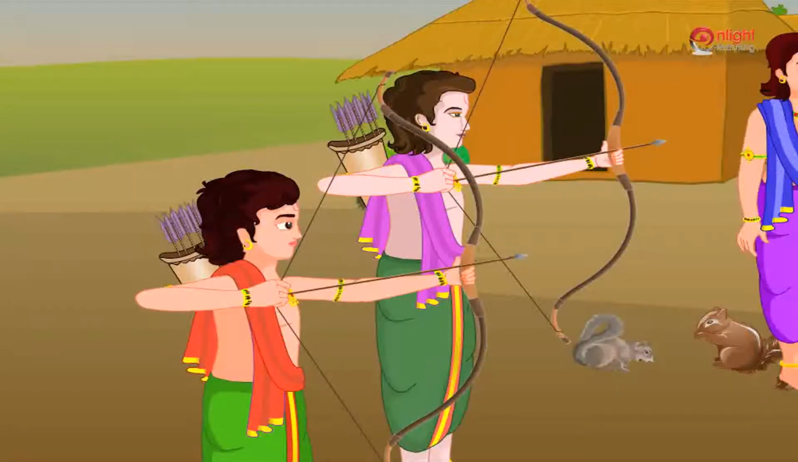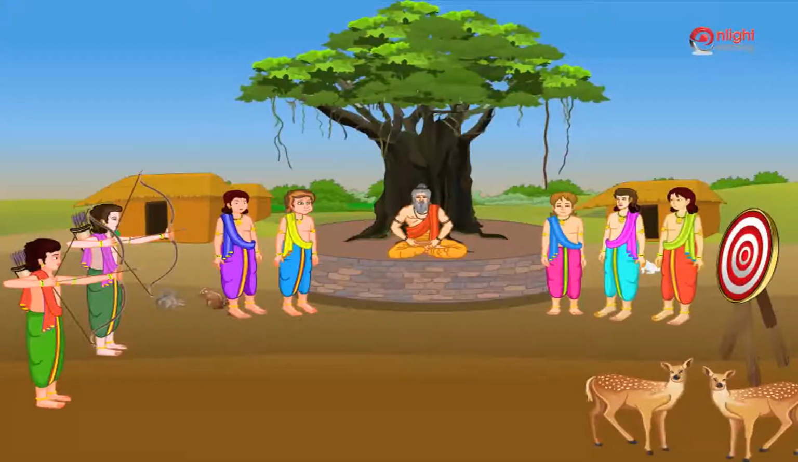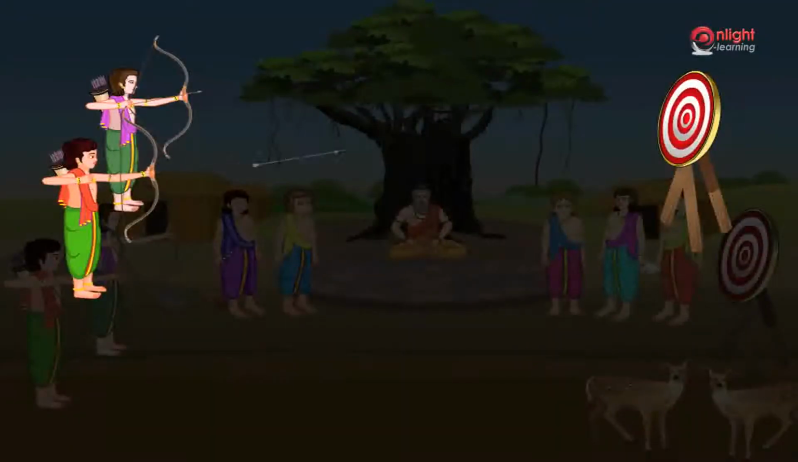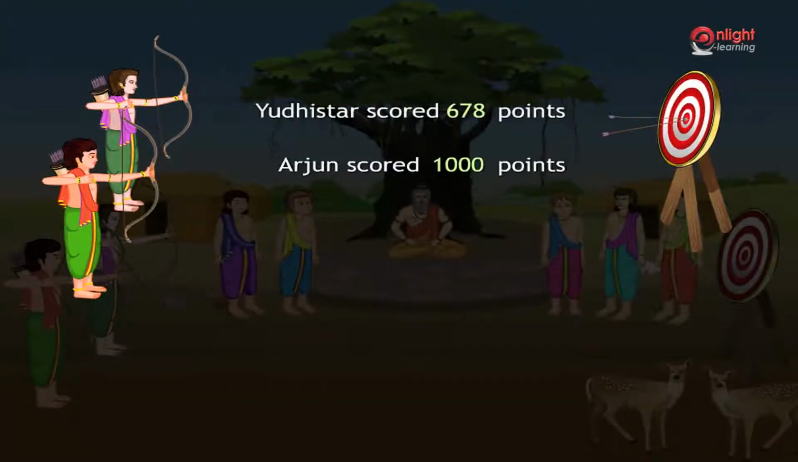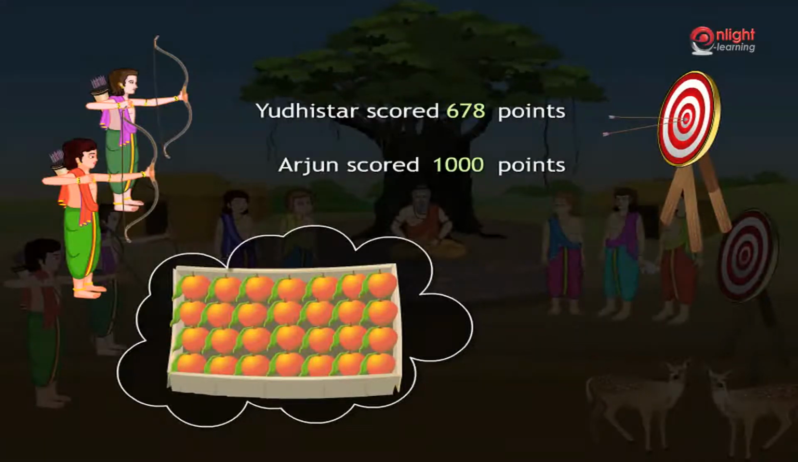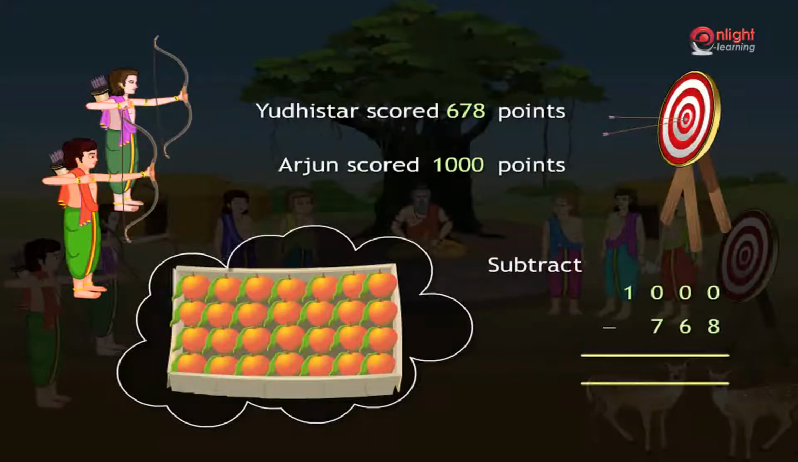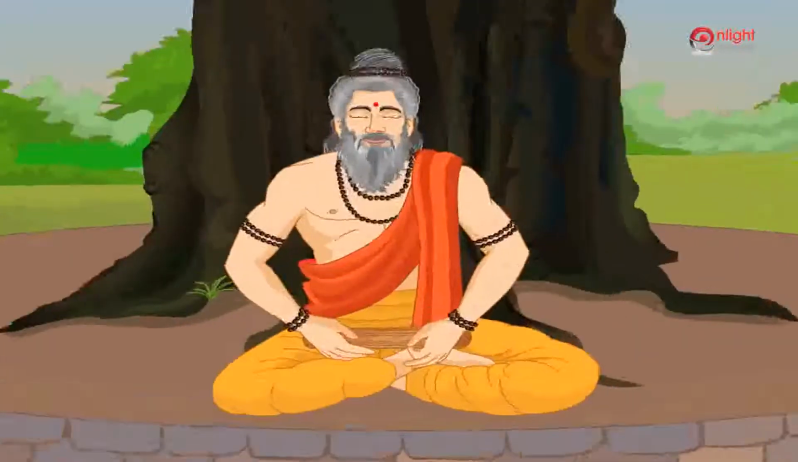Each hit at the target earns 1 point. At the end of the game, Arjun scored 1,000 points and Yudhishthira scored 678 points. When it came to finding out how many mangoes Yudhishthira had to give Arjun, they were unable to subtract 678 from 1,000. They headed straight to Guruji for help.